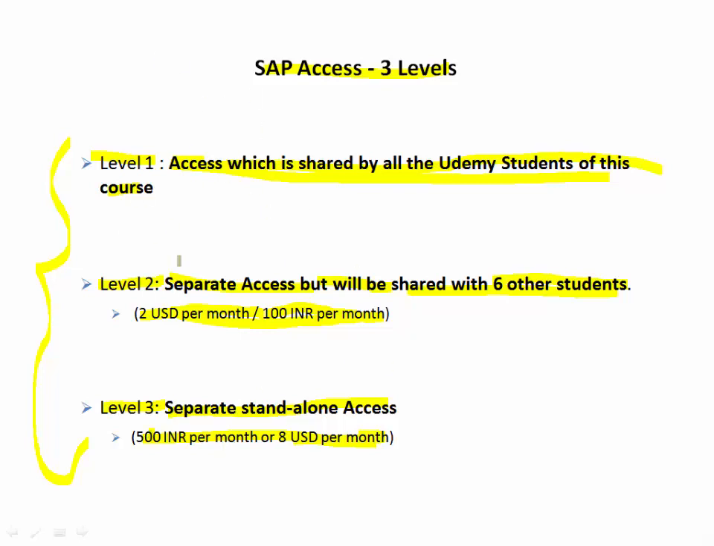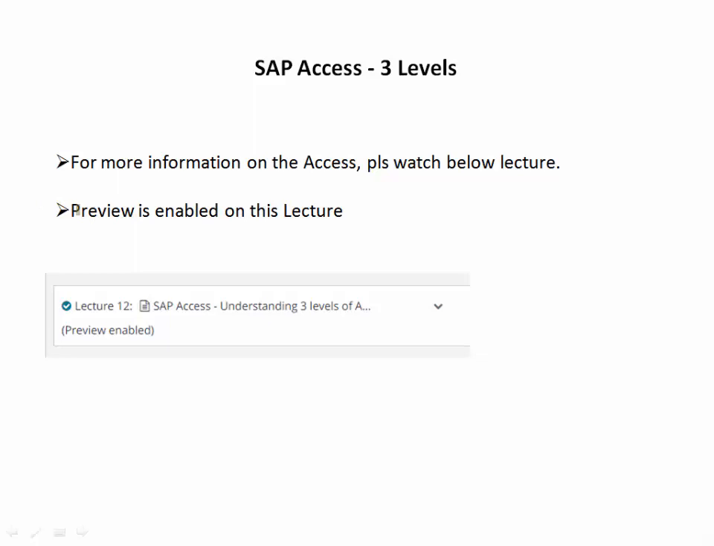Again, for these different levels of access, I've covered them in one of the lectures very, very clearly, and the preview is enabled on that lecture. Looks like it is lecture 12. The lecture number can change because I'm still tinkering around the course. I'm deleting some lectures and adding lectures at this point of time. So it will be either the 11th or 12th lecture. I've enabled the preview, so definitely watch that particular lecture before you take the call, and understand these 3 levels of access.